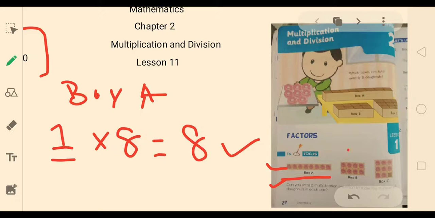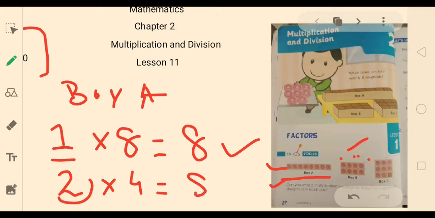Okay, now come to the second box, that is box B. How many rows in box B? 2 rows. And how many donuts in 1 row? 1, 2, 3, 4. Okay, it means there are 2 rows, and 4 donuts in each row. So what will be the total donuts in both the rows? 2 multiplied by 4 is equal to 8. The final answer is 8. So let's count the total donuts in box B. 1, 2, 3, 4, 5, 6, 7, 8. Here the answer will be the same.